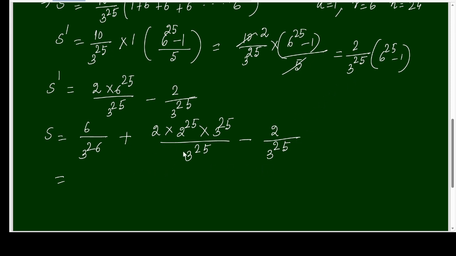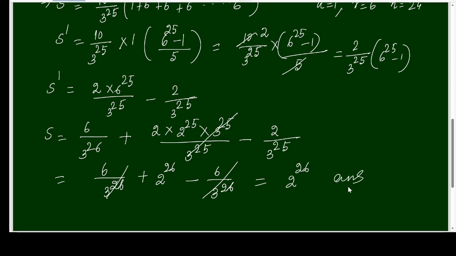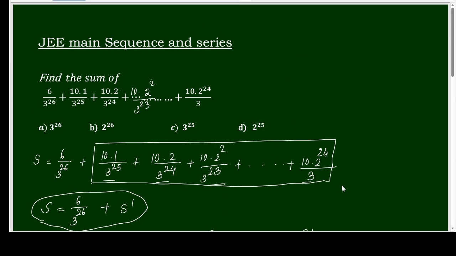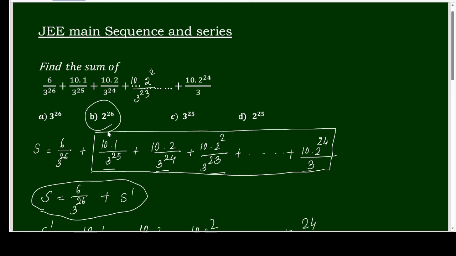Okay. So here these two will be cancelled. So S equals 6 by 3 to the power 26, and see this one term is 2 to the power 26. Now coming to the last term, if I multiply 3 in both numerator and denominator, it will be 6 by 3 to the power 26. So this will be cancelled. What is the answer? The answer is 2 to the power 26. This will be the answer. So let us check which one is the answer. So 2 to the power 26, B is the answer.